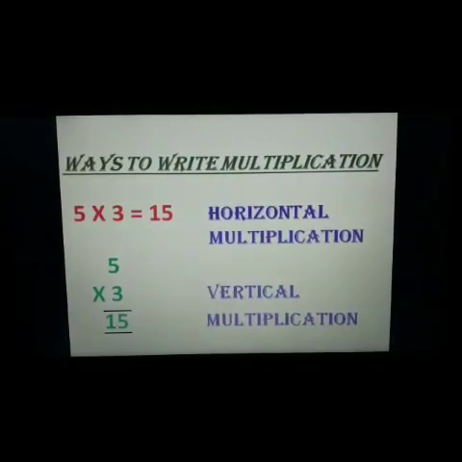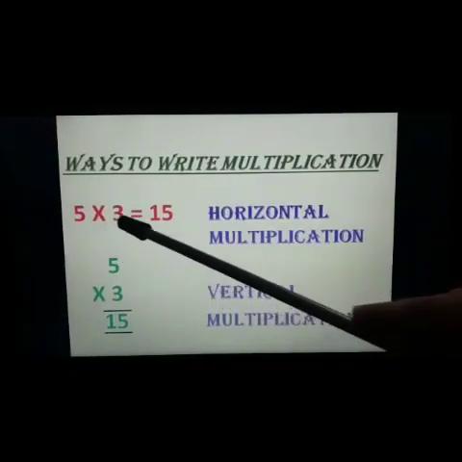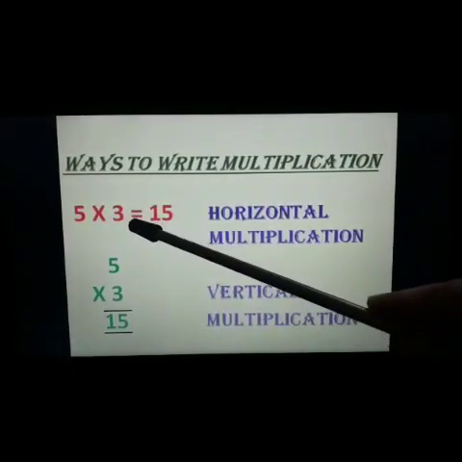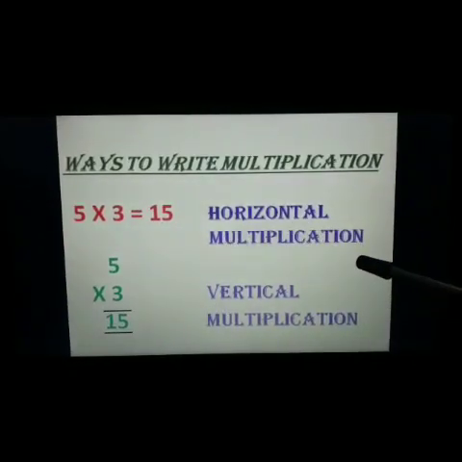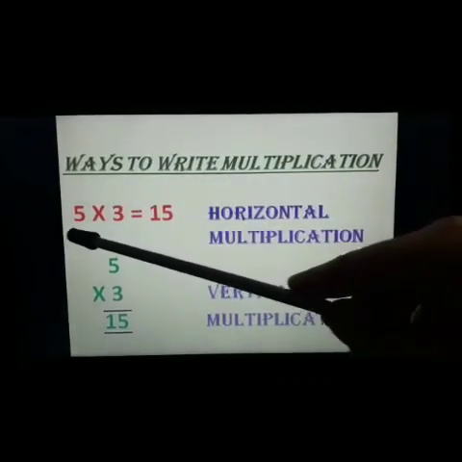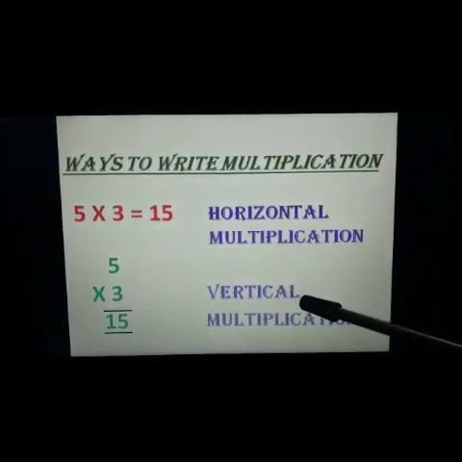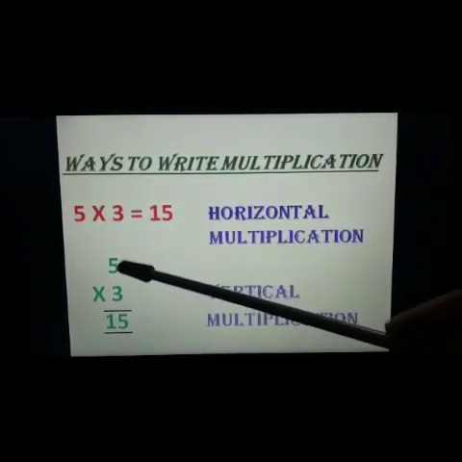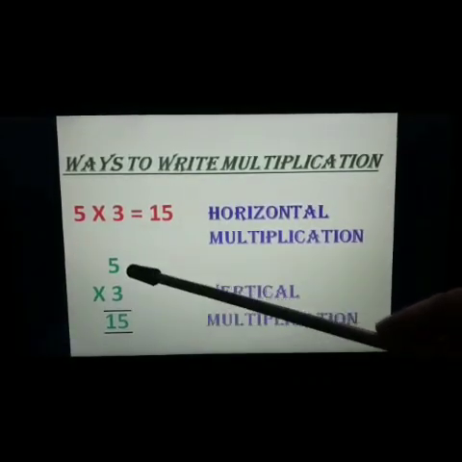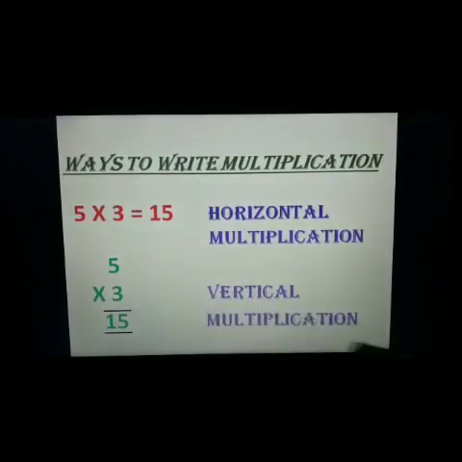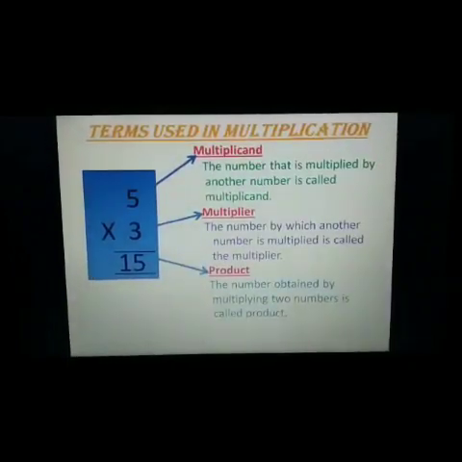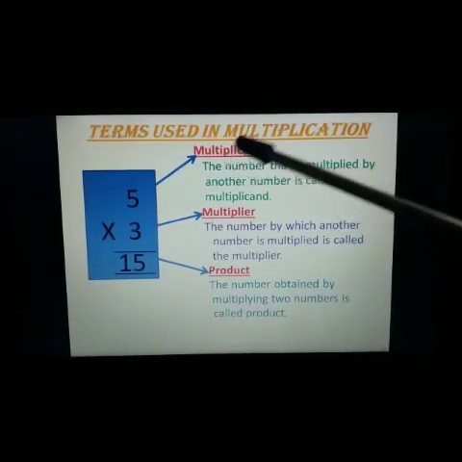Now, let's look at the ways to write the multiplication. 5 into 3, 15. This is called horizontal multiplication. If we write this in a line, this is called horizontal multiplication. And if we write one below the other, this is called vertical multiplication. Now some terms used in multiplication.